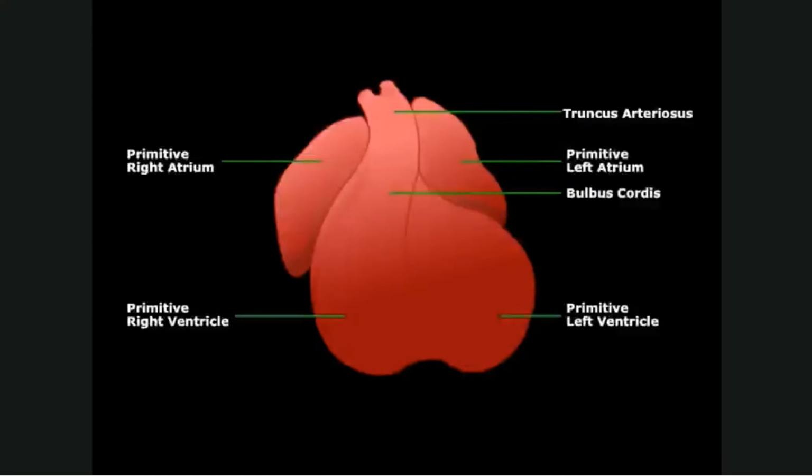At the same time, the primitive ventricle will form the left ventricle, whereas the right ventricle will originate from the proximal part of the bulbus cordis, and the distal portion of the bulbus cordis will become the outflow tract of both ventricles. The pulmonary artery and the aorta will originate from the Truncus arteriosus.